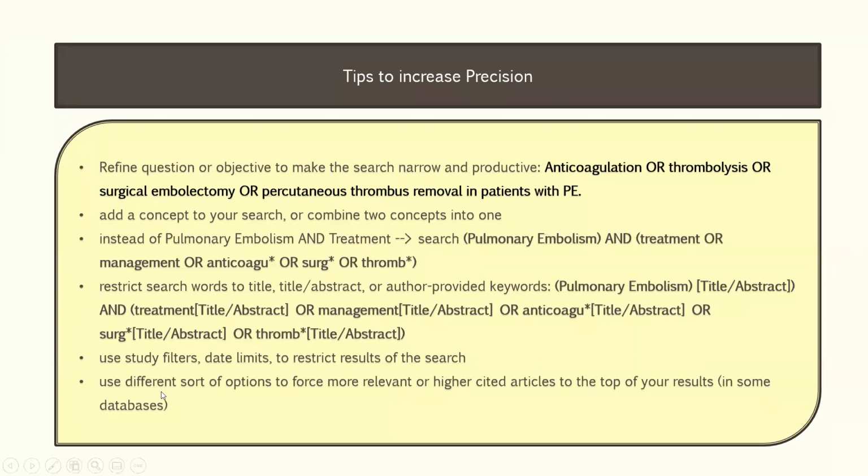Then the last thing is to use different sort options to force more relevant or higher cited articles to come on the top of your results. These are basically in some databases like Embase, but they are not available in PubMed or other databases. And frankly, this is not a very useful way. Anyways, this is one of the tips you can still use.